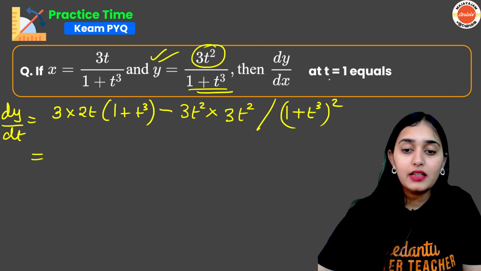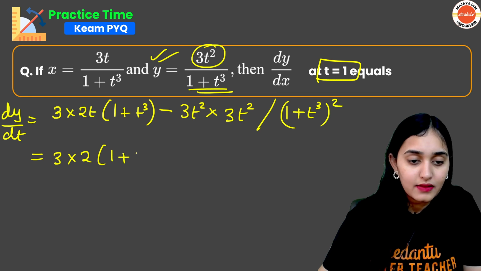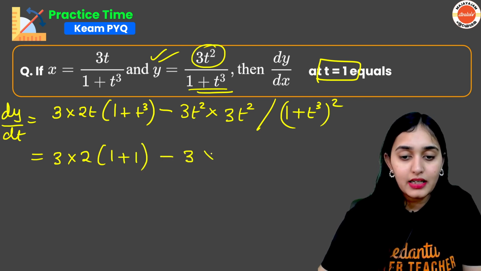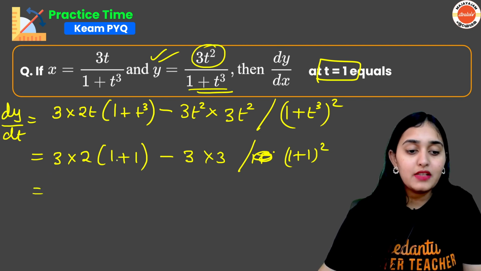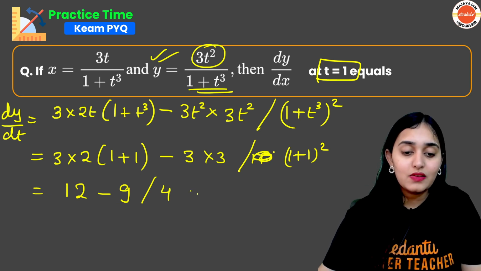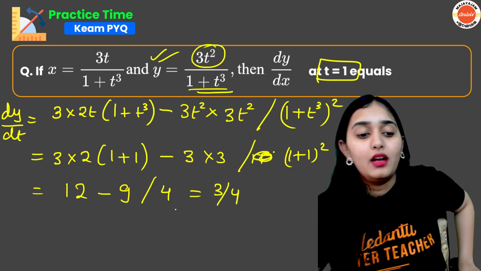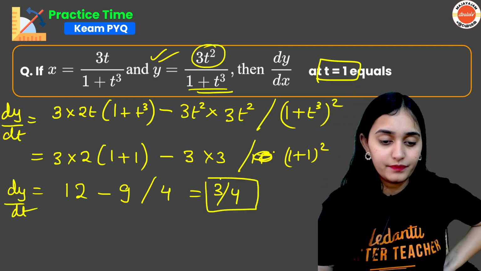Now put t is equal to 1. So 3 into 2 into (1 plus 1) minus 3 into 3, whole divided by (1 plus 1) whole square. So you get 1 plus 1 is 2, 2 2s are 4, 4 3s are 12, 12 minus 3 3s is 9, divided by 2 square is 4. 12 minus 9 is 3. So we have 3 by 4. Now we have dy by dt as 3 upon 4.